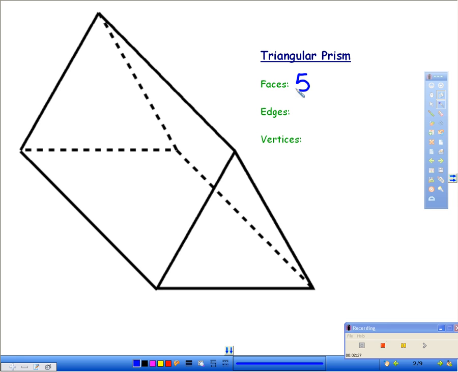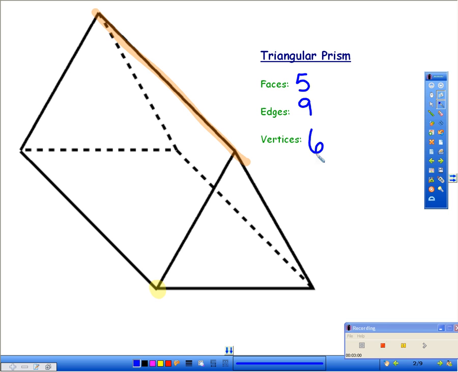Edges. Edges are the long things like this. That's an edge. So how many edges are there up here? I have a total of 9 edges. And lastly, let's talk about vertices. How many vertices are there? That's a vertex, where more than one edge comes together. How many can you count up? I got 6. When counting these things, sometimes I like to put marks on them, just so I know that I don't have to double count them, and I can see where they actually are.